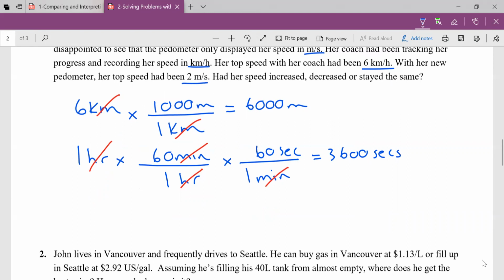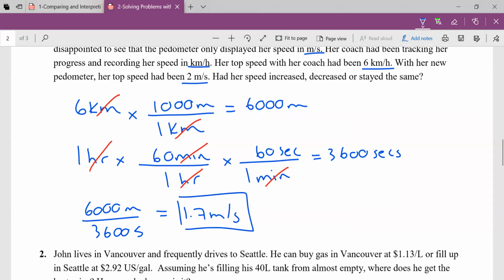So now let's analyze what 6 kilometers an hour was. Well, 6 kilometers an hour is really 6,000 meters per 3,600 seconds. And if we put that into our calculator, we get 1.7 meters per second. So the good news is she has sped up. Now, we could have converted the meters per second into kilometers per hour, but it doesn't matter. We'll get the same result. She's faster now with her pedometer.